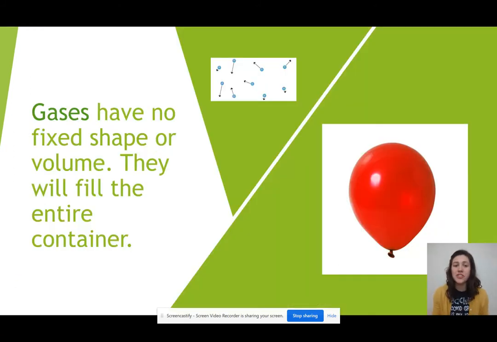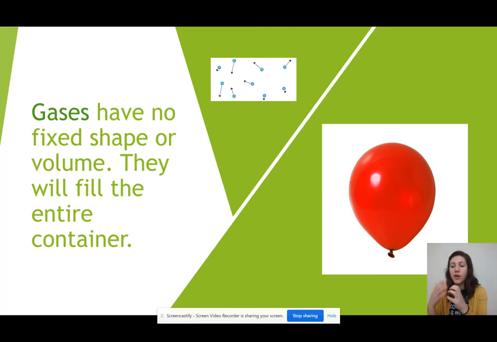Gases have no fixed shape or volume. They will fill the entire container. Remember, gas molecules are bouncing around everywhere and going in all different directions, the complete opposite of the tight packed solid molecules. Think about a balloon.